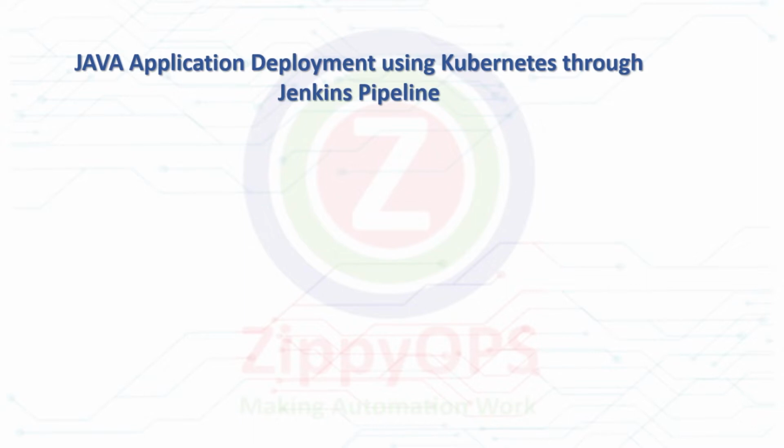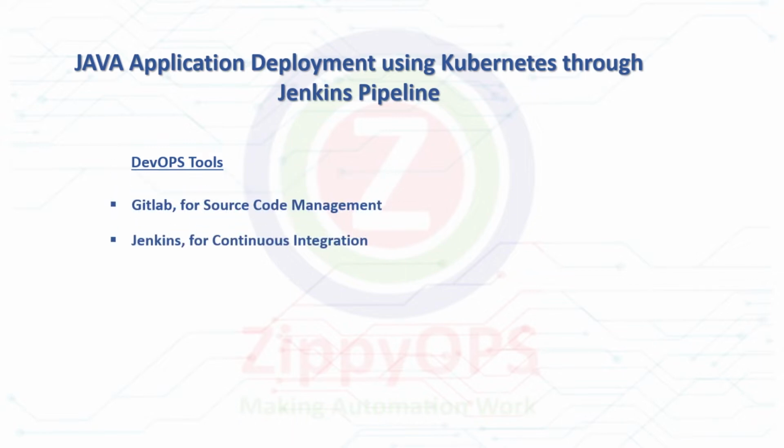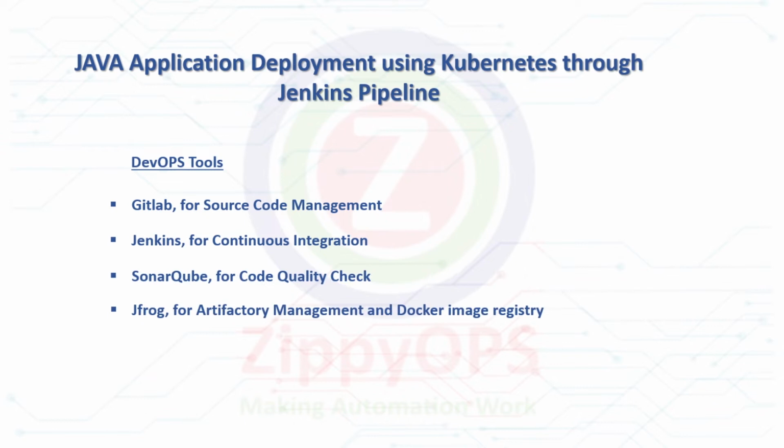The tools used in this Java application deployment are GitLab, for source code management; Jenkins, for continuous integration; SonarQube, for code quality checks; JFrog, for Artifactory management and Docker image registry; Kubernetes, for container orchestration; and Docker, for containerization. Let's explore the workflow of Java application deployment, stage by stage.